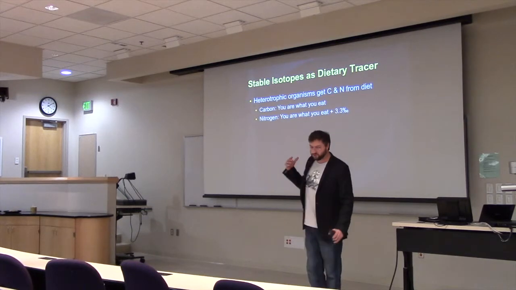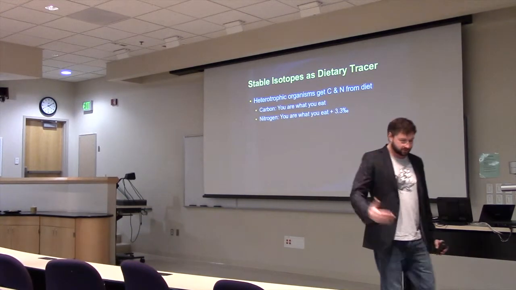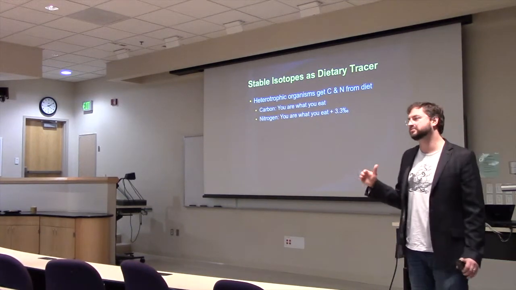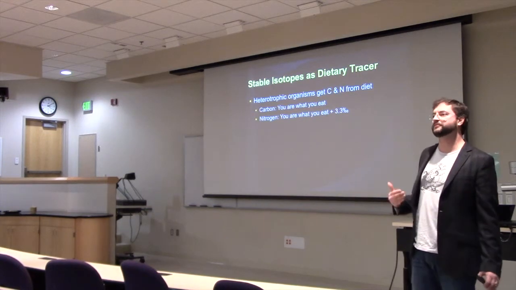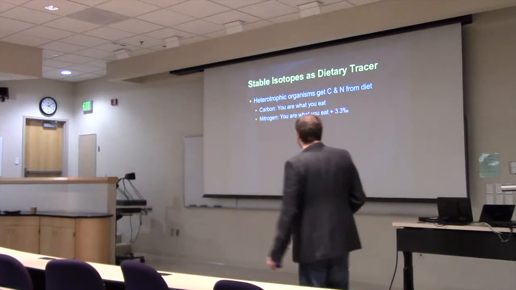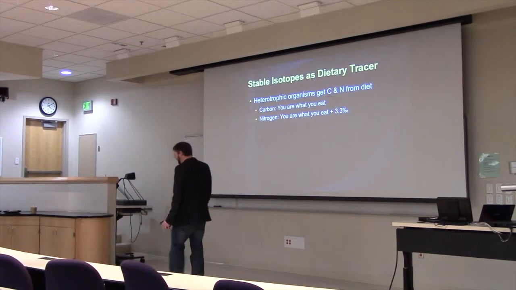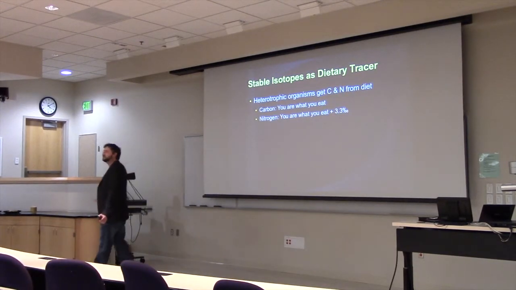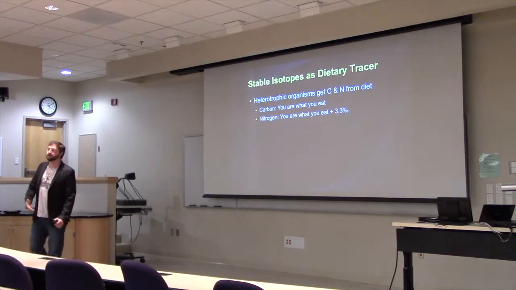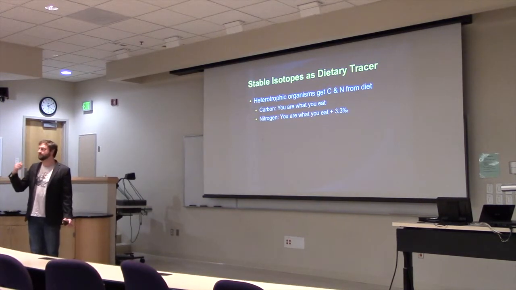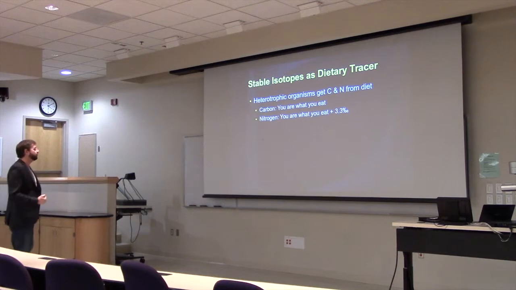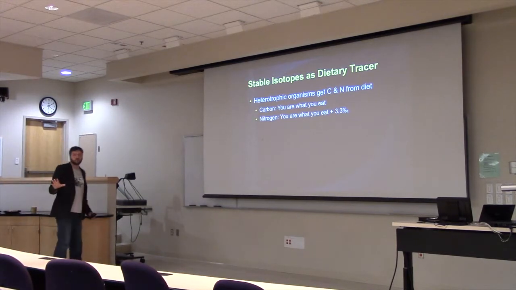Now, we're looking at differences in these isotope ratios, but we need to figure out how in the world these differences arise in the first place. If you're a heterotrophic organism, so if you're eating other organisms, it's pretty simple. You're getting these from what you eat, unlike autotrophs like plants, which get it from the atmosphere and fix it that way. We're getting everything from what we eat.